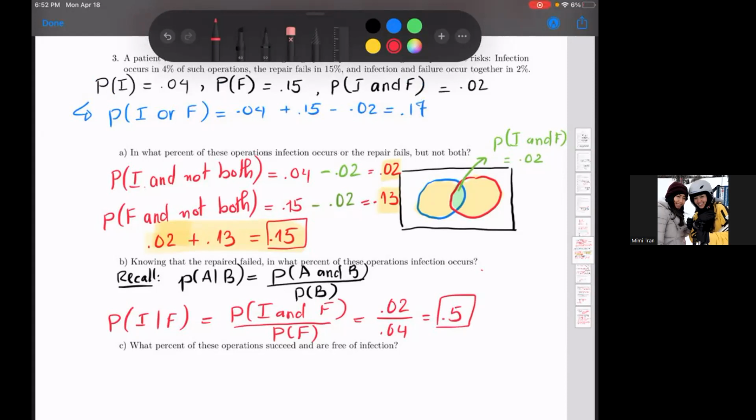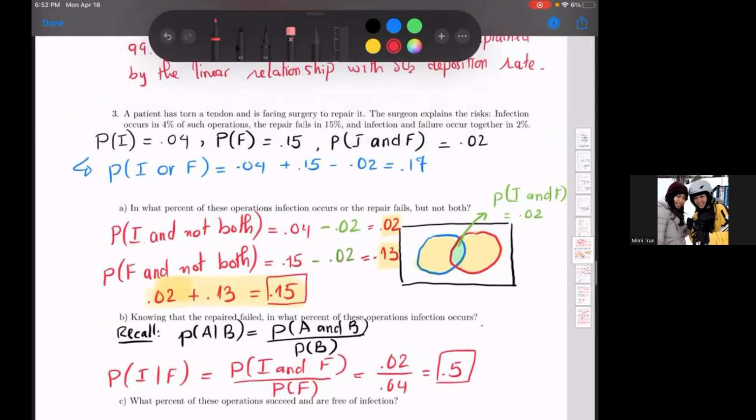Oh, the last one is difficult. The last one is for true statistics students. If you don't get it, it's fine. I probably get it wrong too, if I was a student. All right, what percent of these operations succeed and are free of infection? We have infection, we have failure and infection, but we never mentioned anything about succeed and free of infection, right? So it's like the opposite of the other one. Opposite of this one, right?